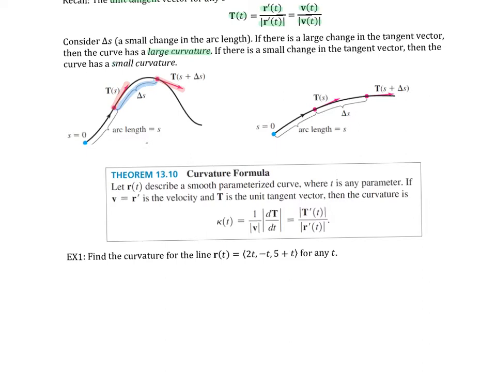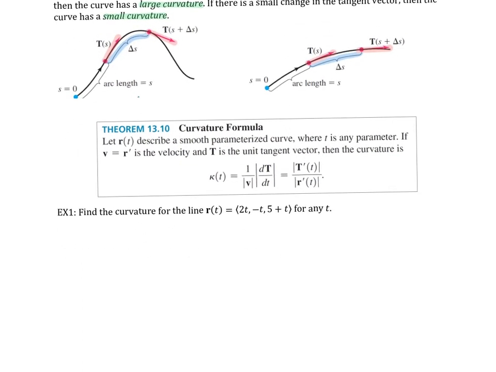To look at an example of small curvature, we're going to look at this second diagram. We have this same change in arc length, but look at our starting tangent vector and our ending tangent vector. The change in direction of those vectors is very small, so that would correspond to a small curvature, and if you look at this curve, clearly it doesn't curve very much.